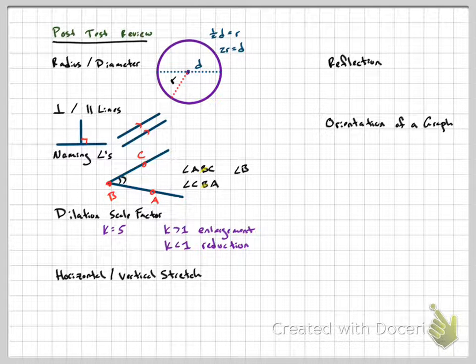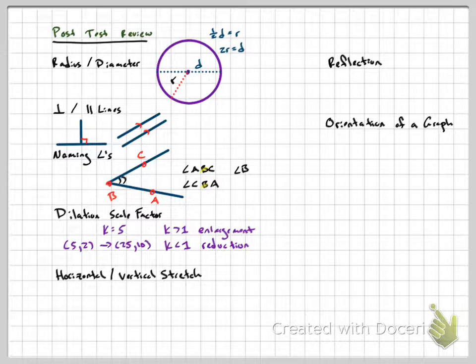With dilation, all you have to do is multiply every x and y by the scale factor. That's it. So if my point is 5, 2, and my scale factor is 5, my new point would be 25 and 10. Just multiply it by 5.